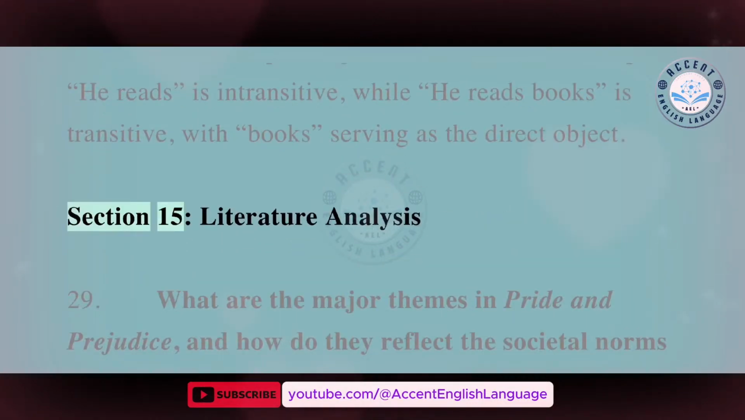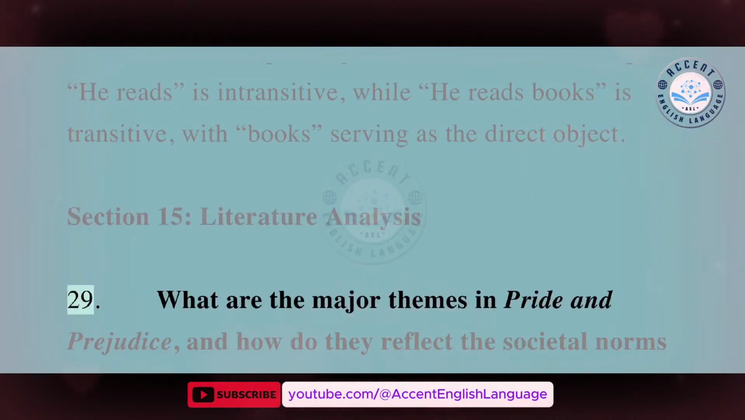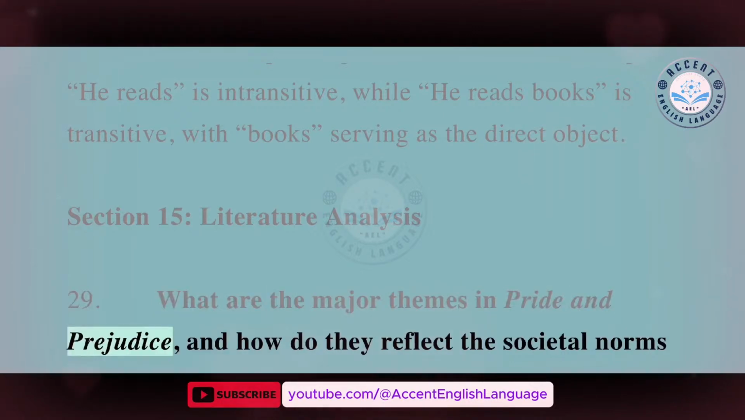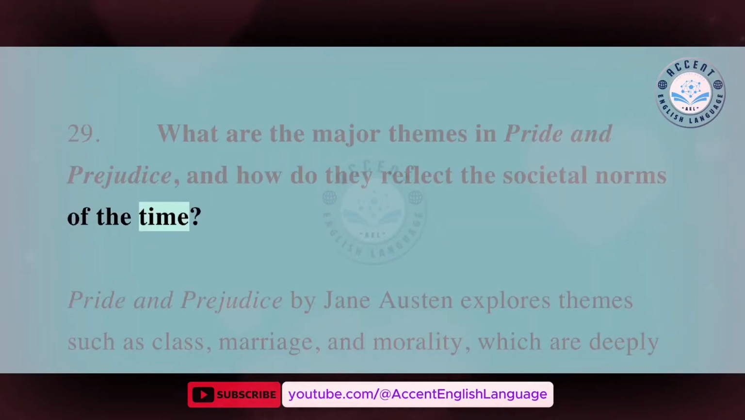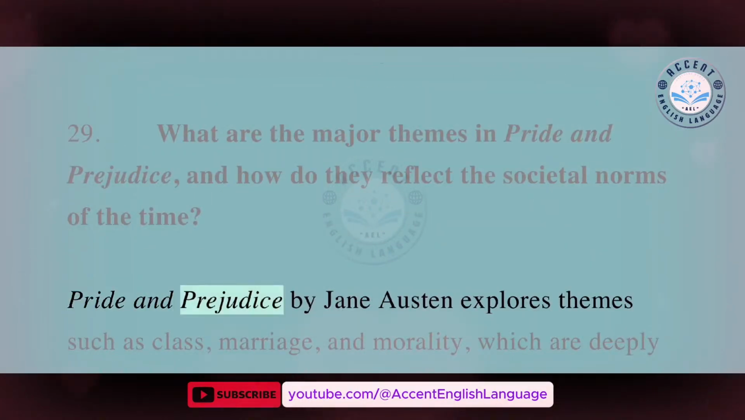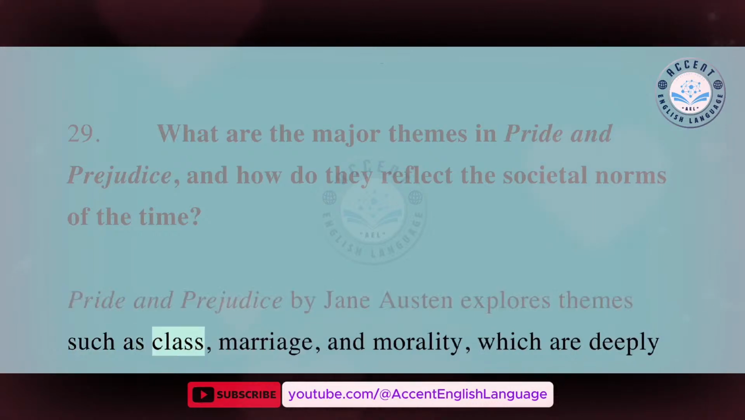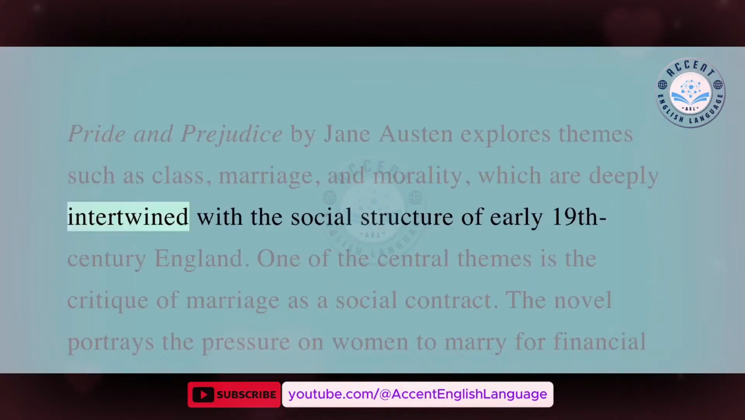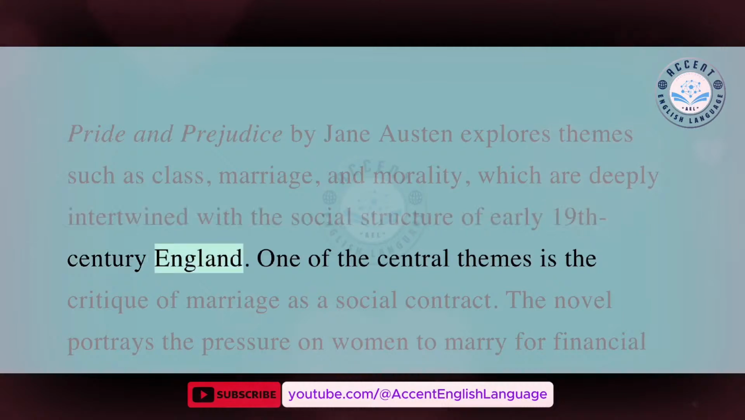Section 15. Literature Analysis. 29. What are the major themes in Pride and Prejudice, and how do they reflect the societal norms of the time? Pride and Prejudice by Jane Austen explores themes such as class, marriage, and morality, which are deeply intertwined with the social structure of early 19th century England.